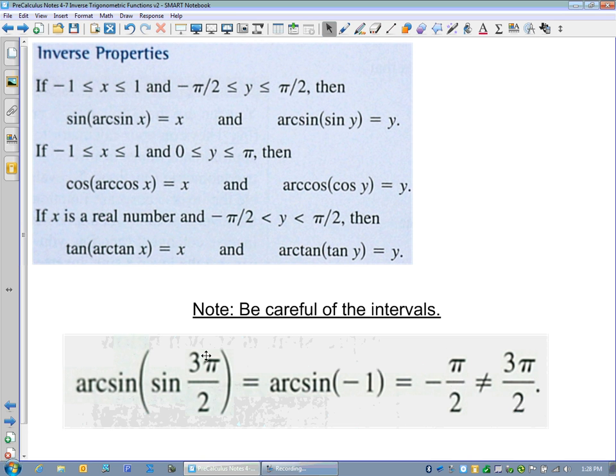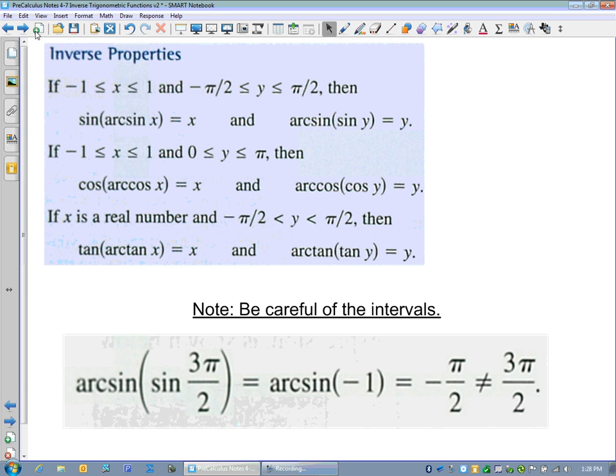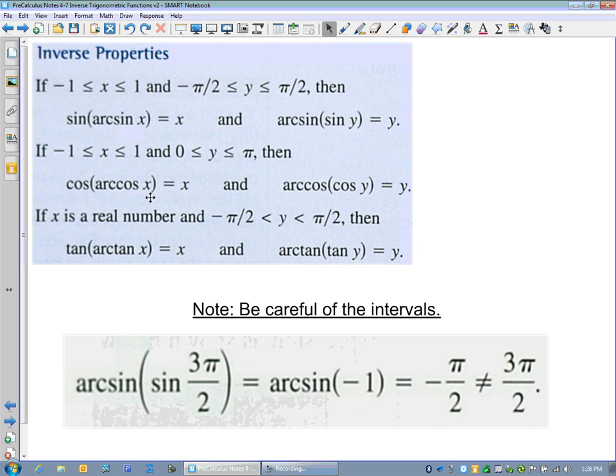And that does not equal the original angle, which means if we were to use this property, we would have this wrong. So you can only use this property if the angle is within the restricted domain, or if the inverse is on the inside, then it has to be able to actually take the inverse. So let's see a couple examples of these, of course.